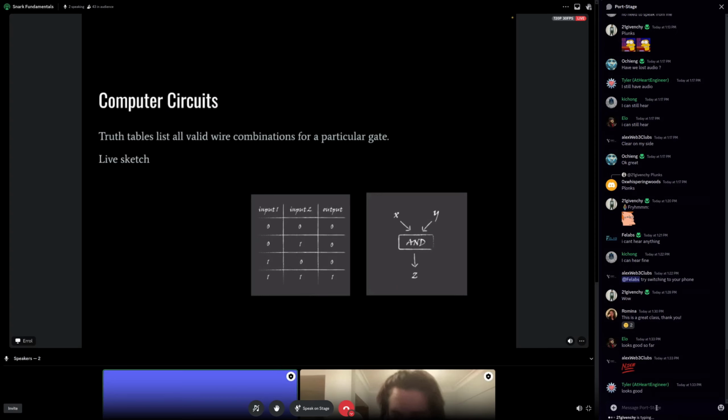We call this a truth table. We sketch it out. So on the left image, you say input 1 is the X, input 2 is the Y, and output is the Z. And those 4 combinations I just drew out are represented here as well. So 0 is false, 1 is true.